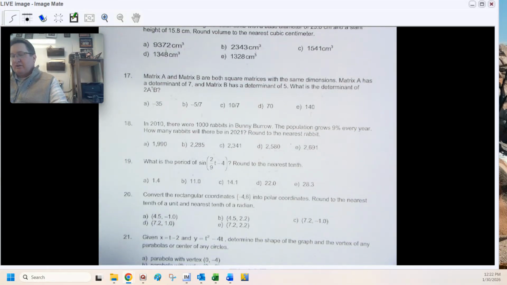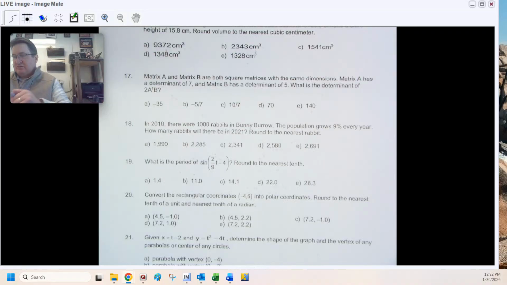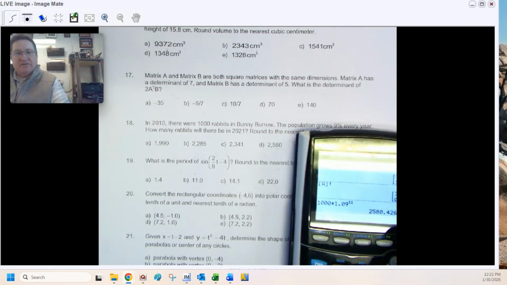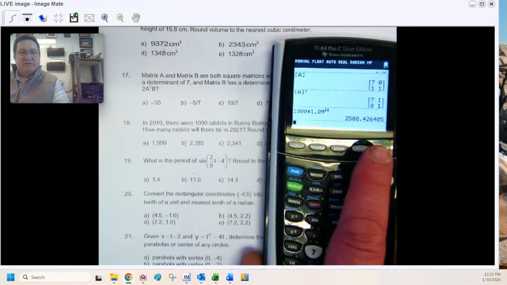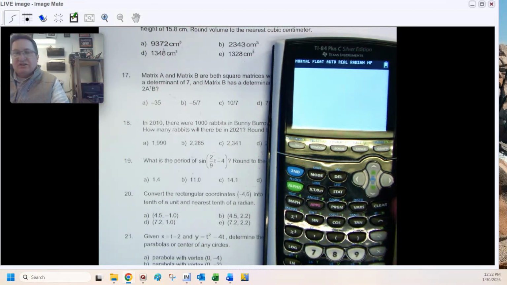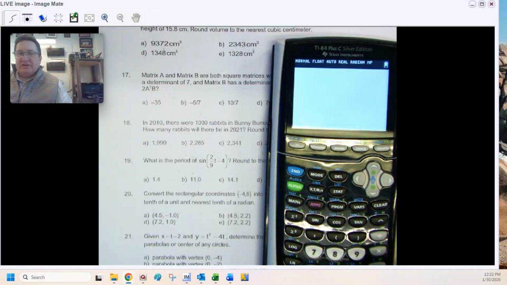All right, how about this? Number 19. It says, what's the period of the sine of 2/9 pi x over 4? Well, the period of the sine and the cosine is 2 pi. And so the period of any sine graph is 2 pi divided by the number in front of the variable. So in this case, 2/9. So you can see I'm taking 2 pi divided by 2/9.